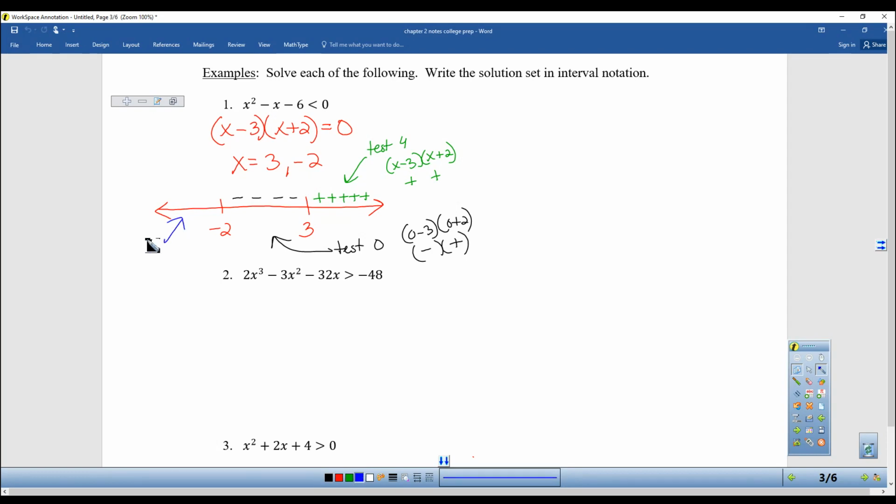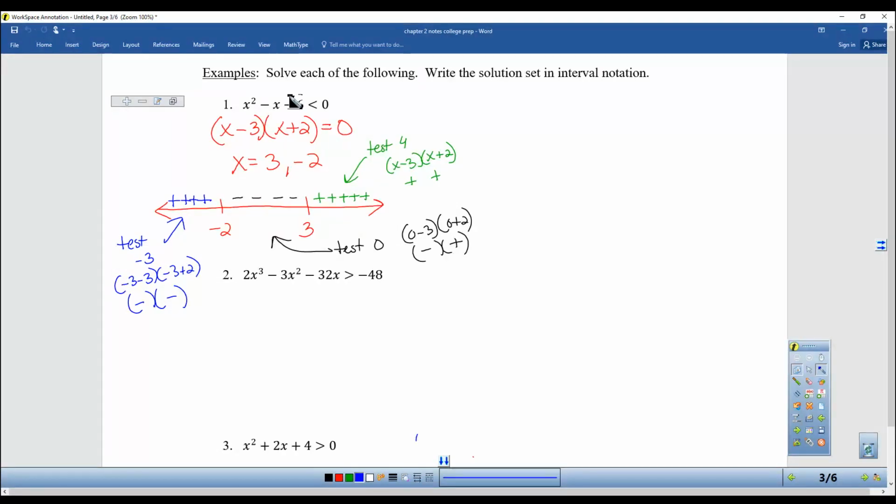In this interval, I'm going to test -3. You can test -4, -5, but it has to be smaller than -2. And -3 minus 3, don't overthink it, just say negative. You'll go a little faster. And then -3 plus 2 is also negative. So I get a positive.